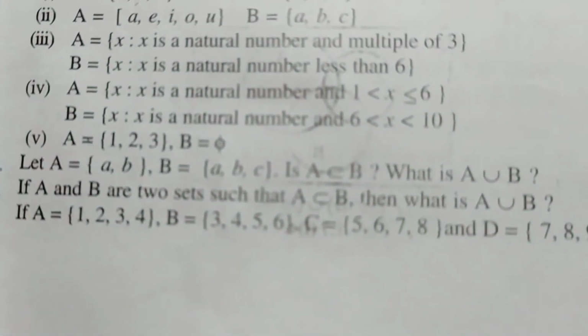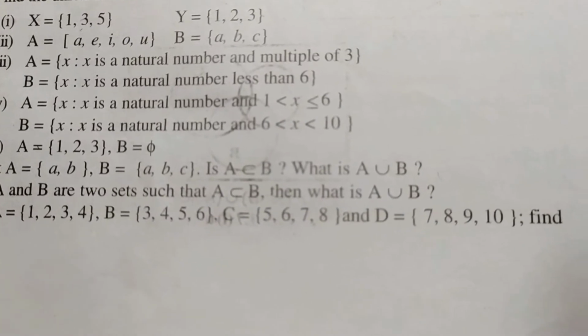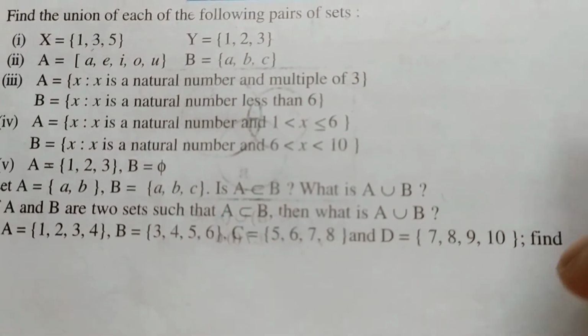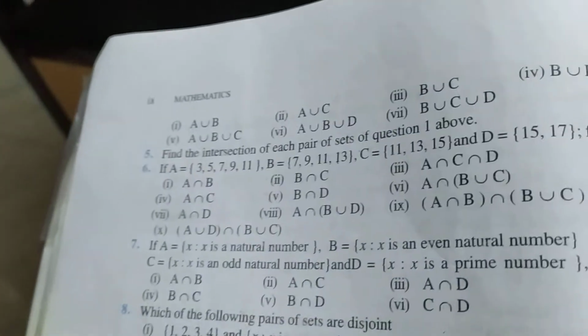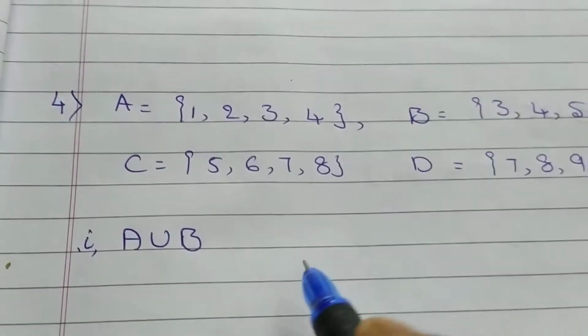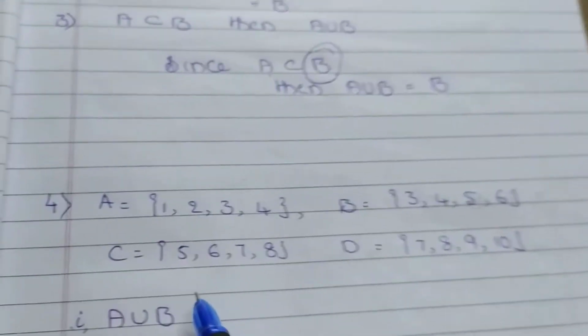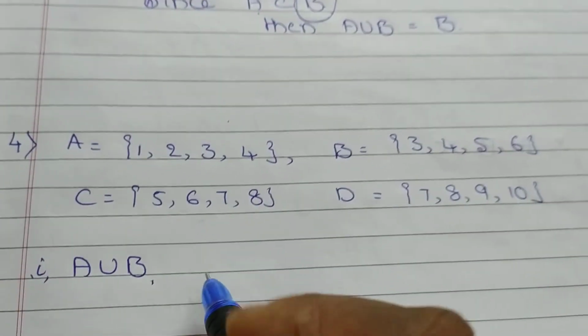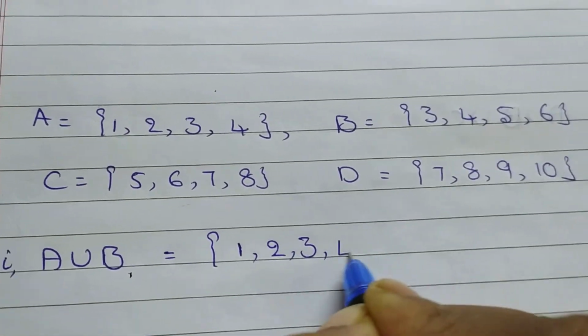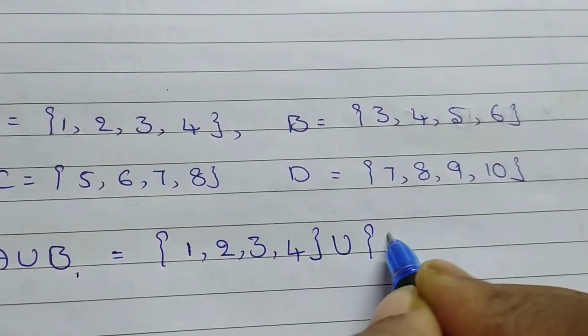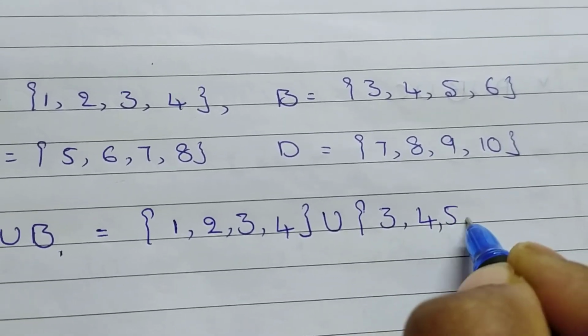Now coming to the fourth problem. What is the fourth problem they gave? They gave 4 sets, A, B, C, D, and they are asking us to find the unions. So let us find out. The first question is to find A union B. A is 1, 2, 3, 4, union B, which they gave as 3, 4, 5, 6.